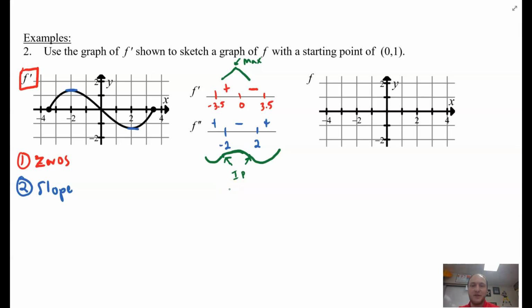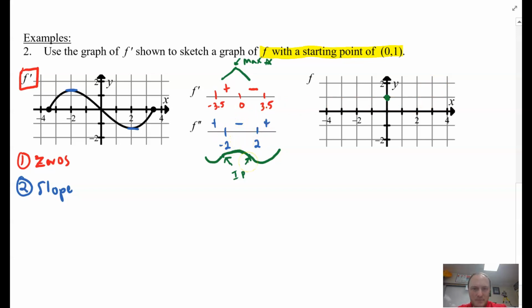Let's go ahead and plot this. Now note they say to make a graph of f with a starting point 0, 1. So that kind of helps us out. At 0, 1 I have a point, and I know that this is a max, right? Because of my increasing, decreasing. So my function is increasing from -3.5 to 0 and decreasing from 0 to 3.5. And we know that our graph from -2 to 2 is concave down.